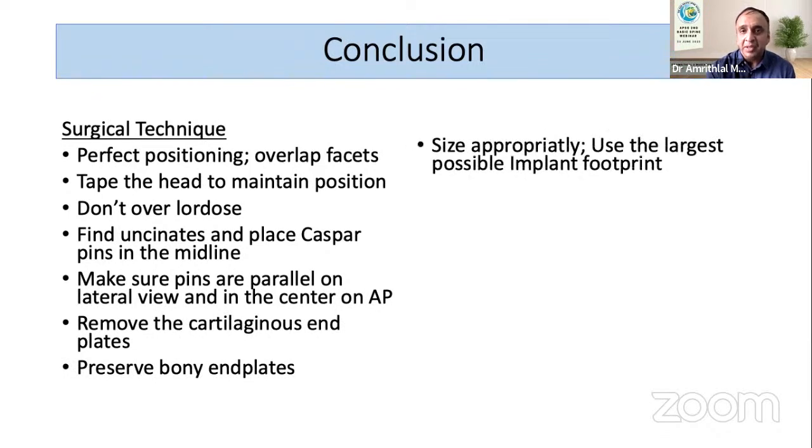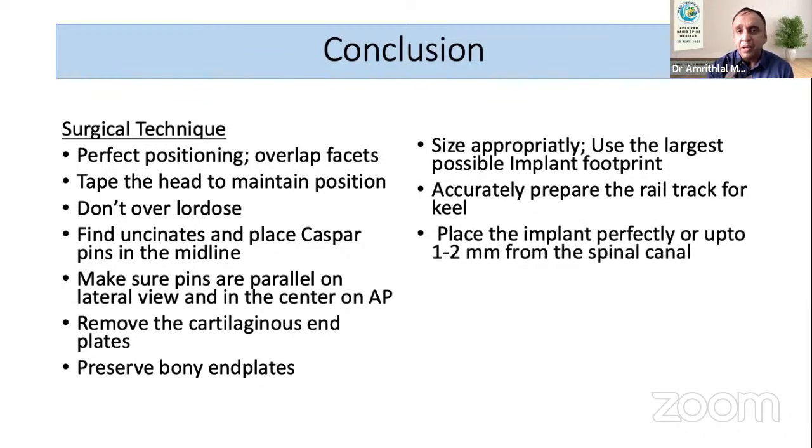Size appropriately. Use the largest footprint that is possible for that bone. Try and match the bone and the size of the implant. Accurately prepare the track for inserting the implant. Place the implant perfectly for the end plate, and the depth of the implant should be appropriate. At most, you can keep it 1 to 2 millimeters short of the spinal canal or the posterior cortex.